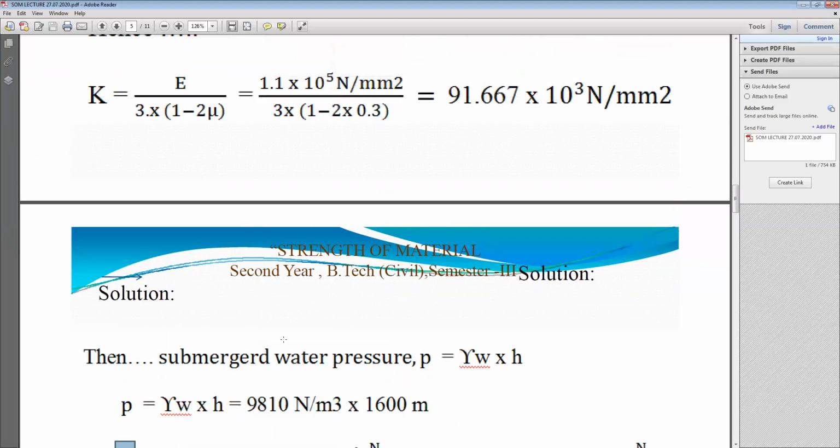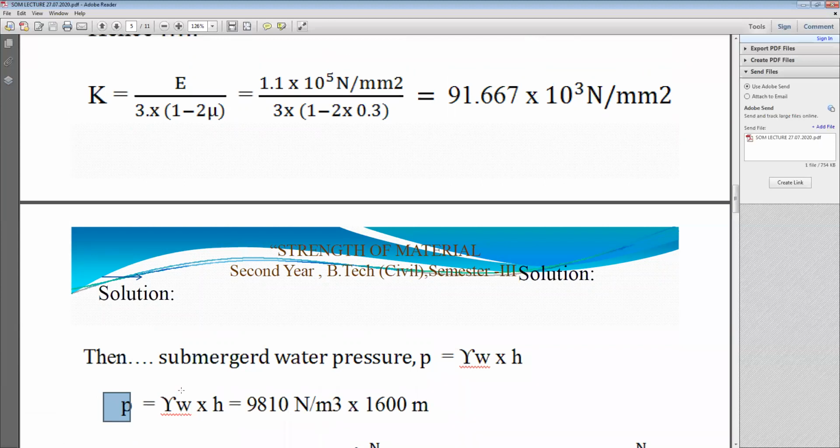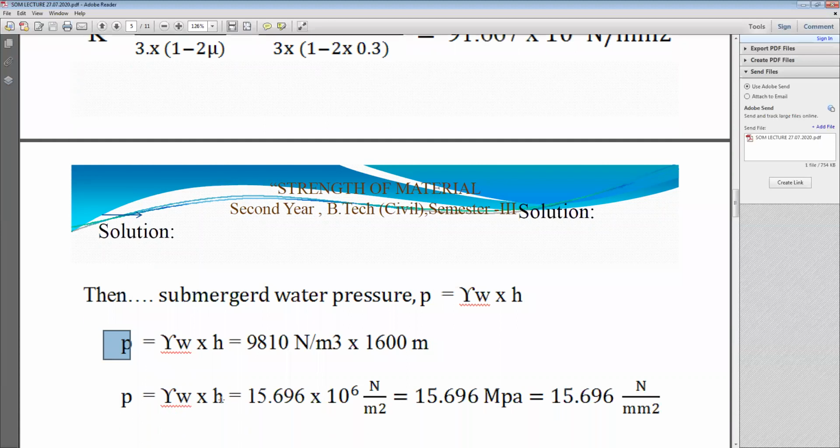So please carry out the multiplication of 9810 into 1600. What is the value of small p? Please carry it out yourself. 9810 into 1600 gives 15.696 into 10 raised to 6. This is the value of the capital P in terms of Newton per meter square.